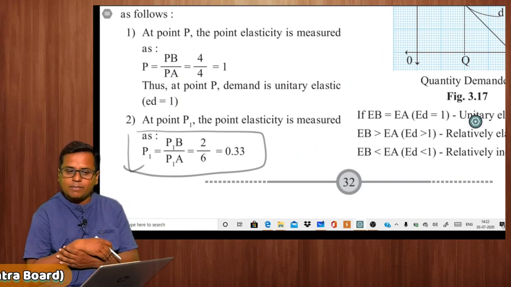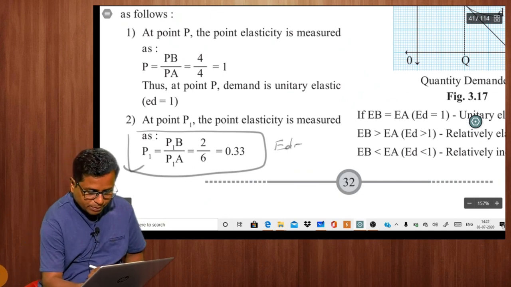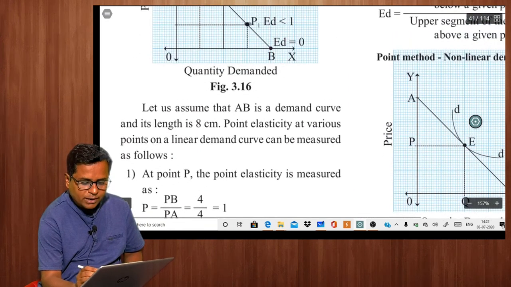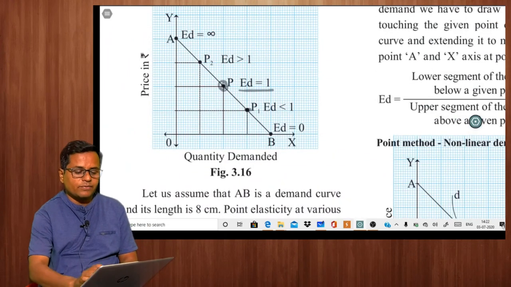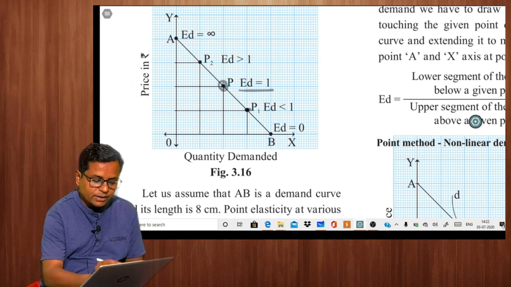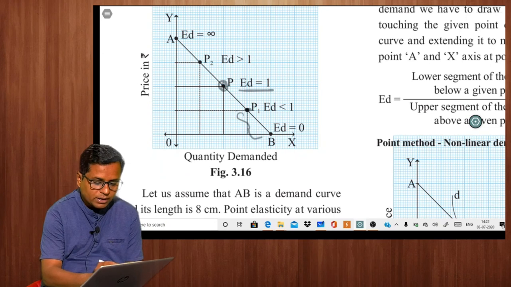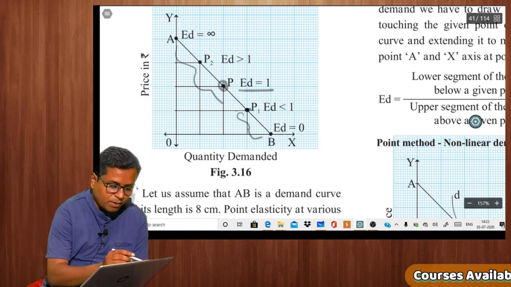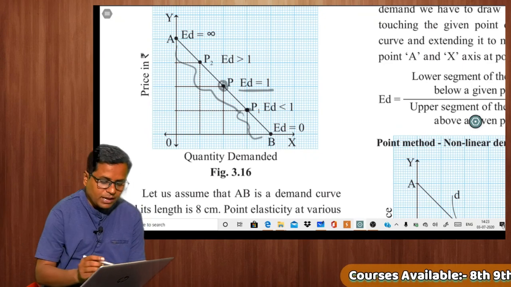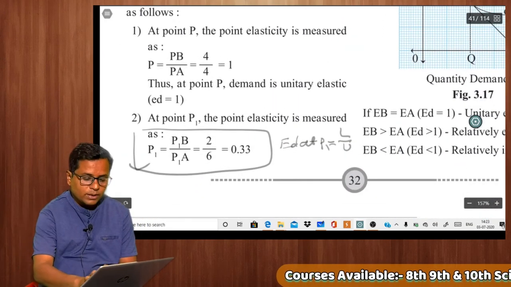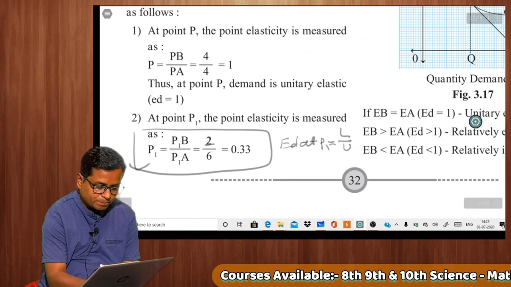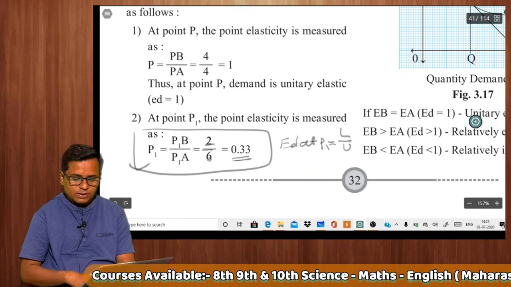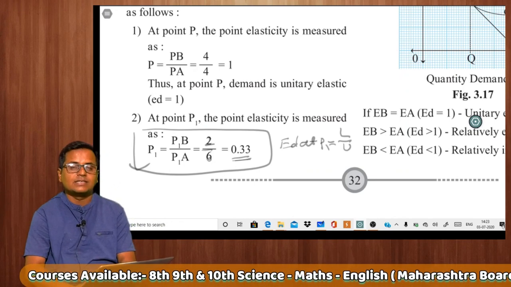P1 is equal to L divided by U. Price elasticity of demand at point P1 is equal to L divided by U. What is L? Lower part of the demand curve below the given point. Which is the point given? P1. Below the given point, which is the lower part? P1B is the lower part. And what is the upper part above the given point? P1A is the upper part. So, P1B divided by P1A. P1B is 2 cm and P1A is 6 cm. Therefore, here elasticity of demand is 0.33.